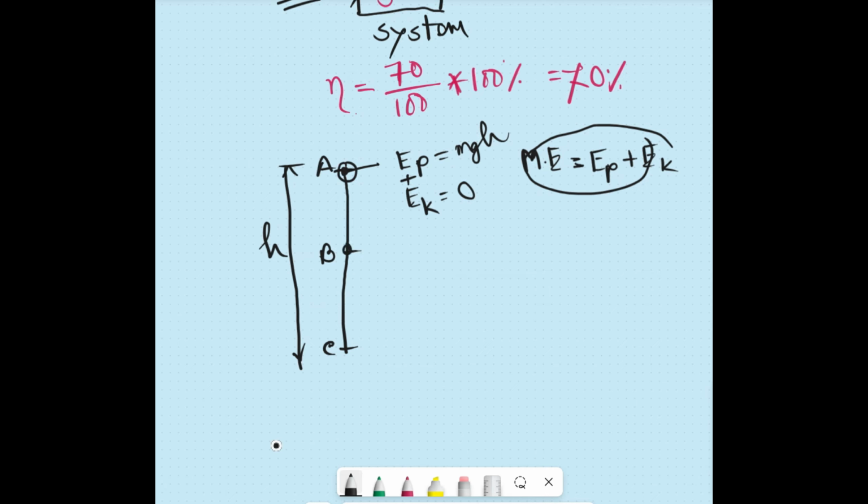Same at point B, obviously here will be Ep plus here will be Ek. So the total energy will be the mechanical energy for point B. Why is the kinetic energy at point A 0? Because at the topmost point the velocity is 0, that's why the kinetic energy is 0. Lots of questions might be asked, and I will explain in more detail while covering the chapters.